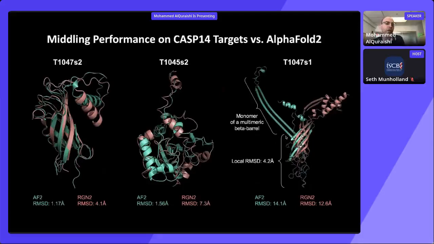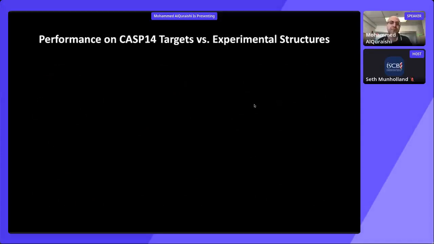But in general, we do have more middling performance if you're looking across the board. So these are more representative examples, where you see a much bigger delta. What's interesting is that this region in particular is somewhat well predicted by both methods, but they're both about 4.2 angstroms. But then the pod that forms a multimeric beta barrel is poorly predicted by both methods. This is not surprising, because it has to do with complexification, which neither method is directly trying to address here.